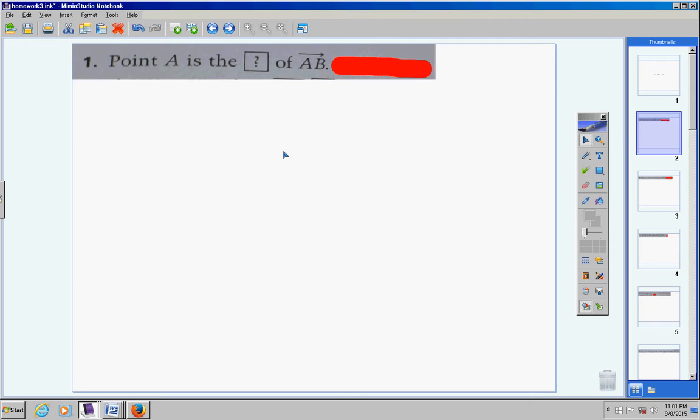Point A is called the what of ray AB? Now I know that AB is a ray because of the symbol right here. So I have ray AB. Because A comes first, A is here, and here's my ray. The ray does not have to point this direction. It can point this direction, but A would still be right here. So both of these are ray AB.